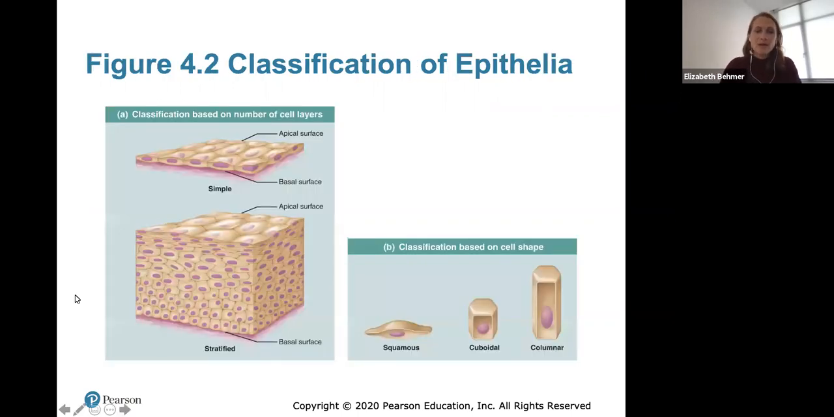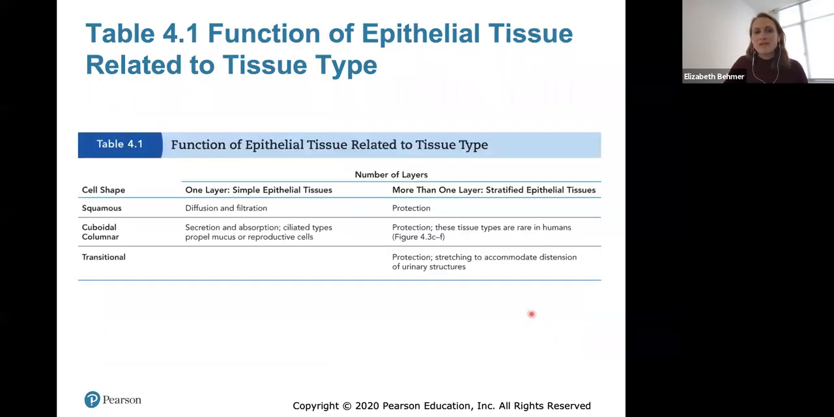So here's an example of a simple squamous epithelium because it's one layer versus stratified squamous epithelium because it's multiple layers. You can see in this stratified example how the cell layers near the basal surface are more cuboidal in shape, and the cells near the surface are flat or squamous shaped. So how do we know, do we call this cuboidal or squamous? Well, we always classify the epithelial on the basis of the cells in the apical surface. So this is a stratified squamous epithelium. And here are the different shapes of the cells that will help give it their names.